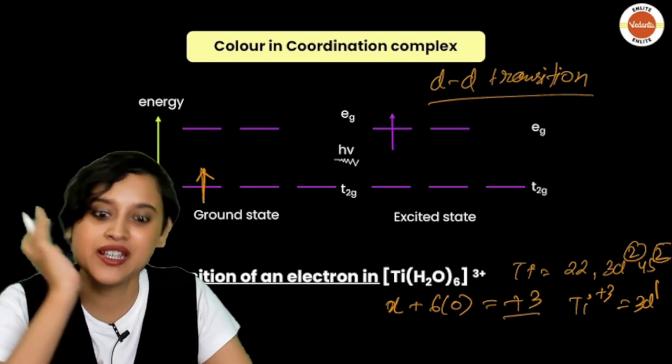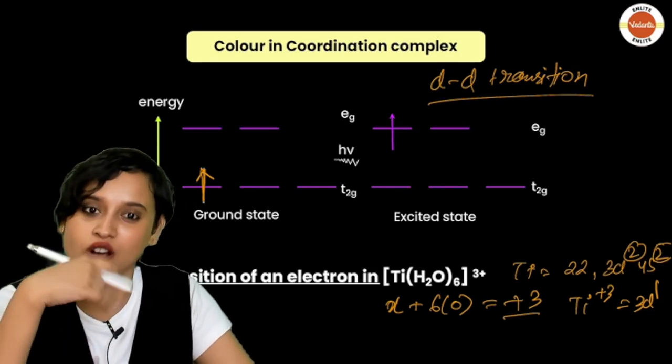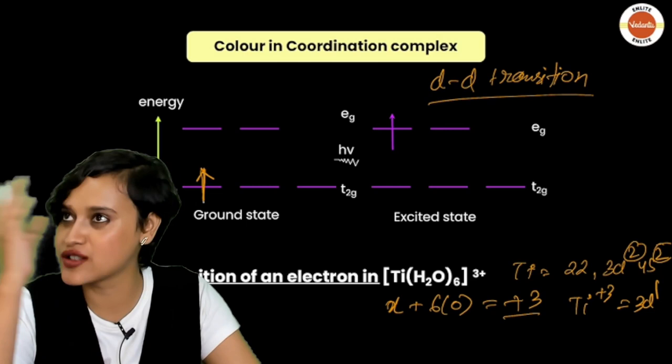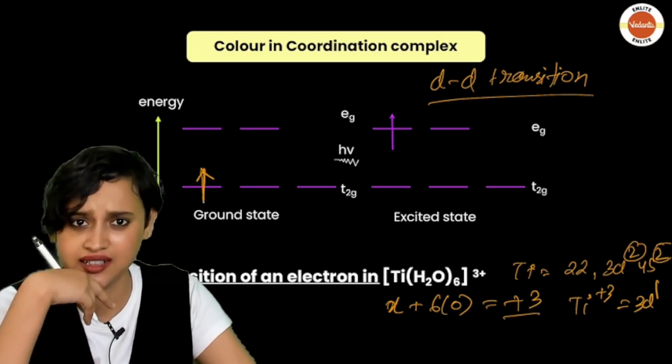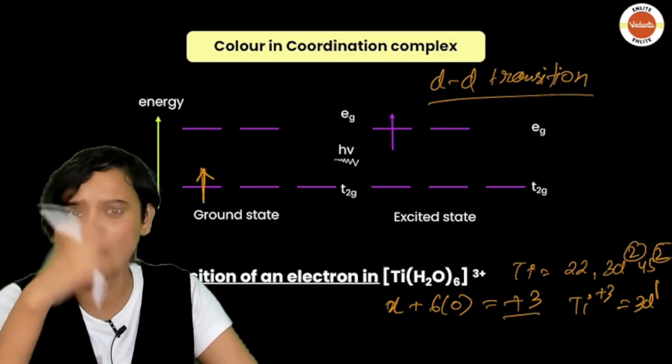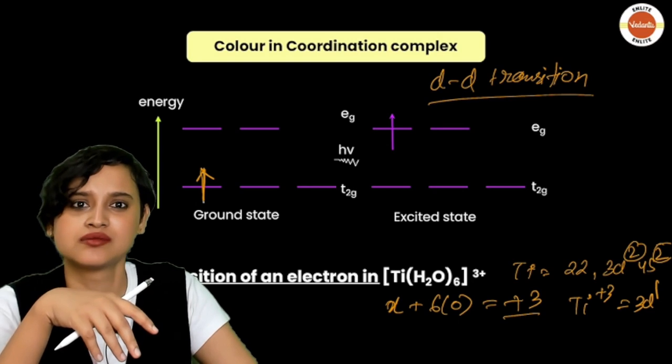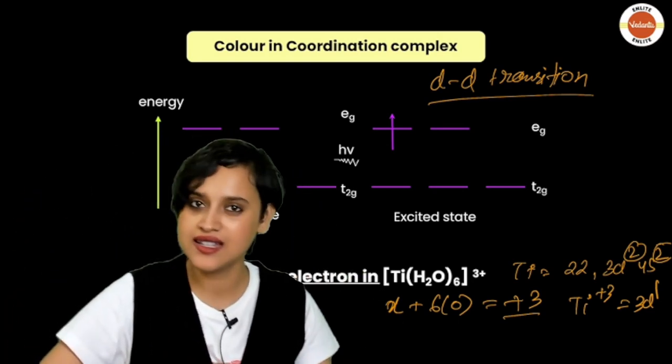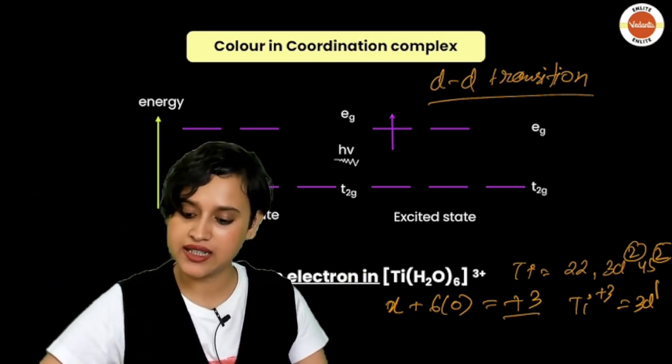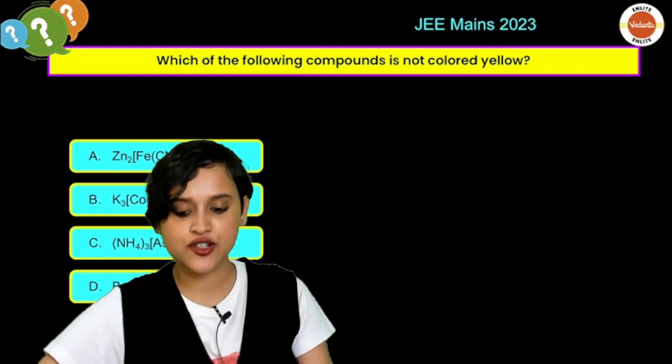Why? Because the oxidation state has changed. H2O has gone, the oxidation state has changed, right? So now no longer will the d-d transition happen, so the color is also gone. Are you getting my point, everybody? This is easy peasy. Now let's solve another color question.